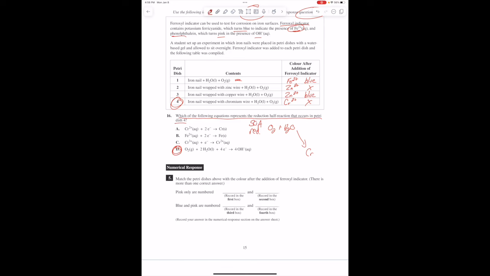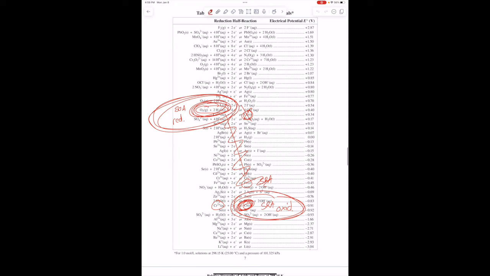Okay, match the Petri dishes above with the color after ferroxyl indicator. There is more than one correct answer. Now here's where I wasn't even paying attention to hydroxide, so I guess we'll see. Yeah, because these two turn blue. 1 and 3 turn blue. Oh, pink only. Blue and pink. So let me think here. If I'm going to go 1 and 3. Now, without even looking at anything else, this must be 2 and 4. But I forgot to look at hydroxide, so let's go find one of them. Let's look at the zinc. So zinc. Oh, that's why. Okay. There. Get rid of all of this.